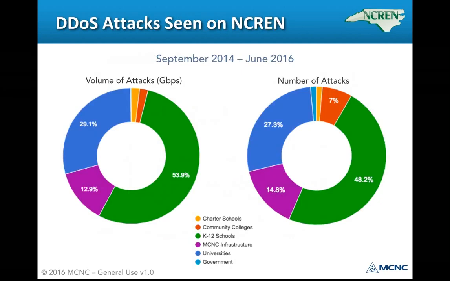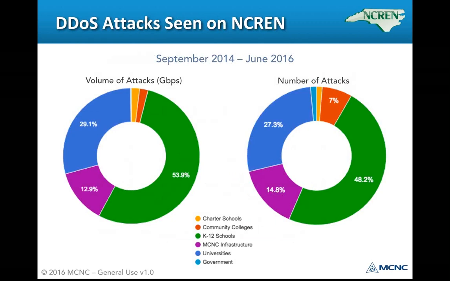So this here is a breakdown based on the customer groups inside of NCRN. On the left side, that's the volume of attacks, and on the right side, that's the number of attacks. So you can see that in terms of volume, almost 54% of the volume of attack traffic that we see on NCRN is directed at K-12 schools, and roughly 30% is directed at universities. And then in terms of the number of attacks, it's similar numbers, a little bit under 30% coming to universities and a little bit under 50% directed at K-12.